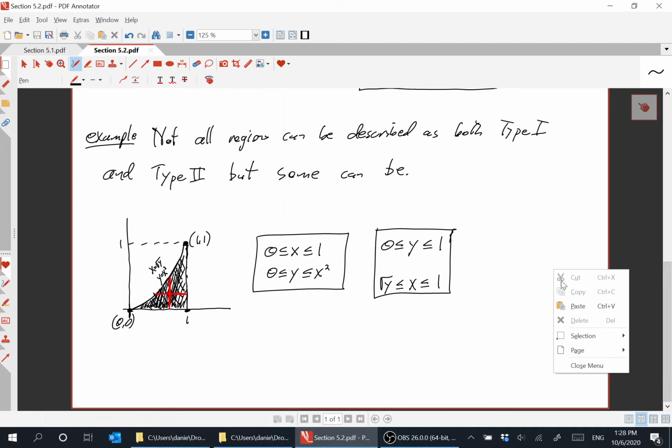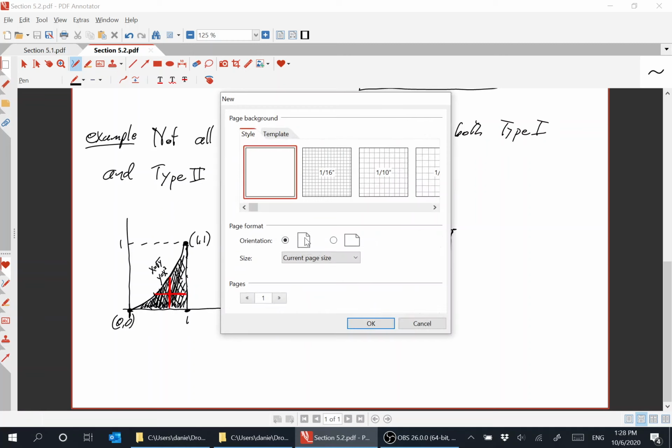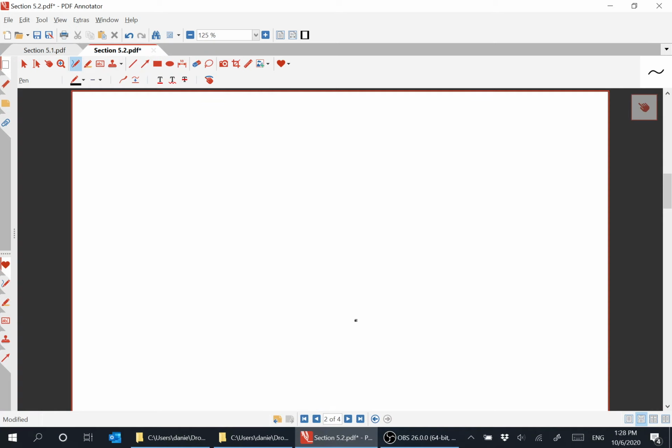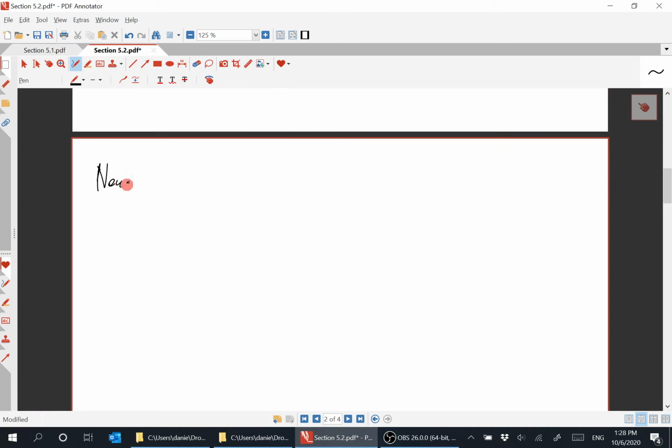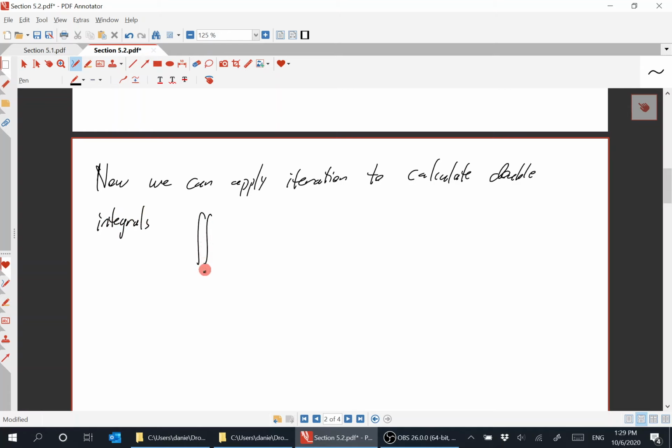So let's take, now we can apply iteration to calculate double integrals, the double integral over R of f(x,y) dA, where R is type 1 or type 2.